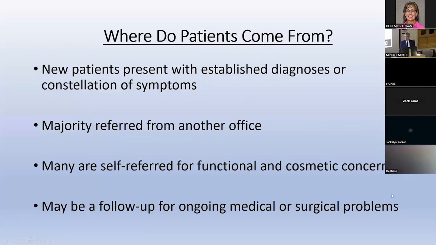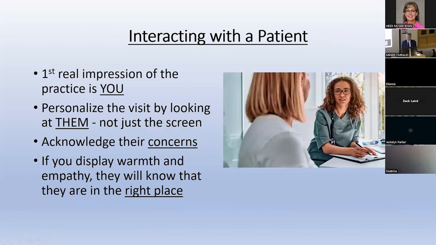Okay, so initially, where do patients come from? The majority probably come from other offices, ophthalmologists and optometrists, but dermatologists refer a lot, and endocrinologists for thyroid disease. So patients can be referred from anywhere. Many will self-refer. They know somebody who's had surgery, or they look you up and they come in for functional problems, but more and more, they're interested in cosmetic solutions. And some, of course, may be follow-ups for long-standing problems. It's important to remember that you're the first person that the patient sees.